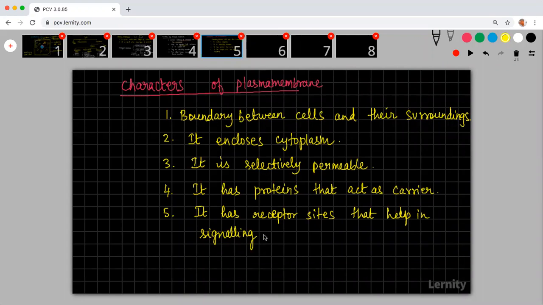Okay, these are all characters of the plasma membrane, not the functions. So a plasma membrane should act as a boundary between the inside and outside. It is selectively permeable, which means it will allow only selective substances. The plasma membrane will have proteins that will act as carriers.